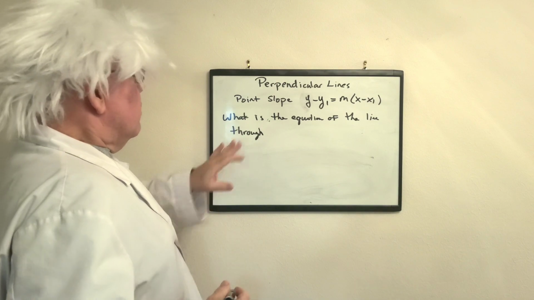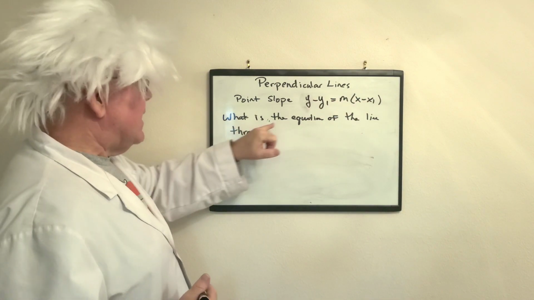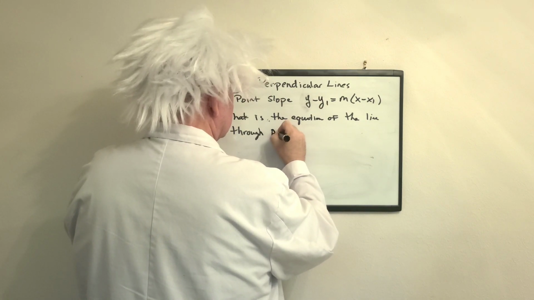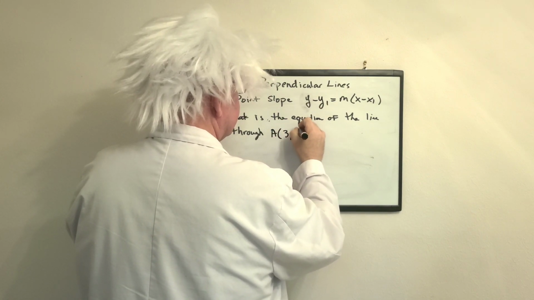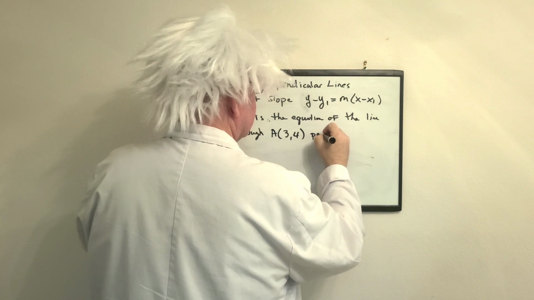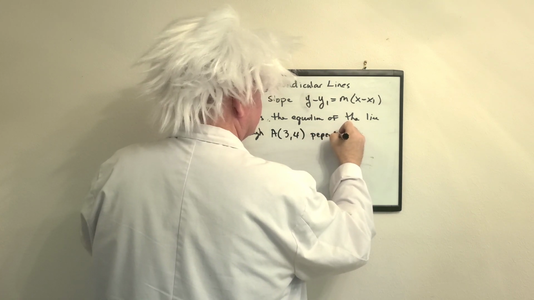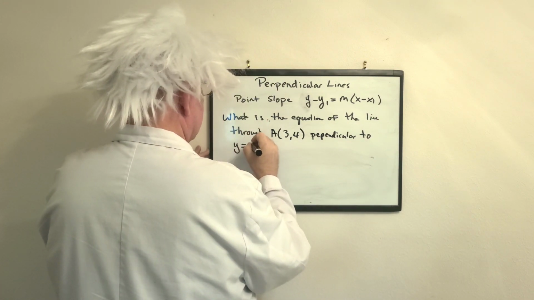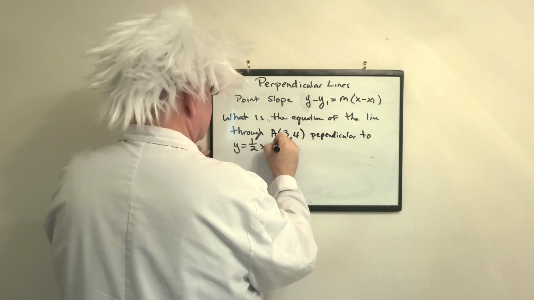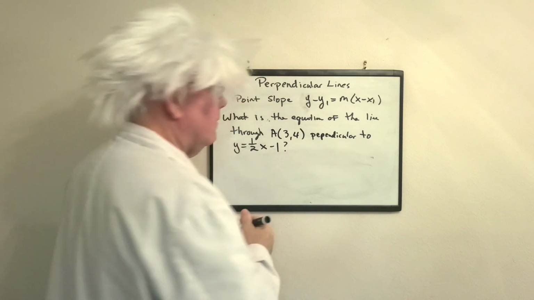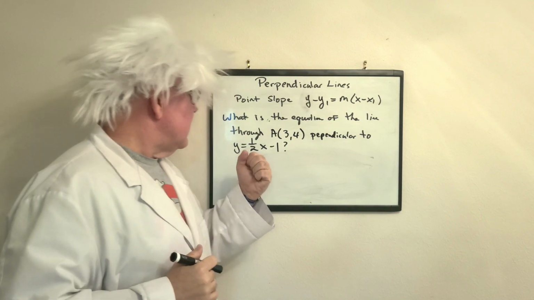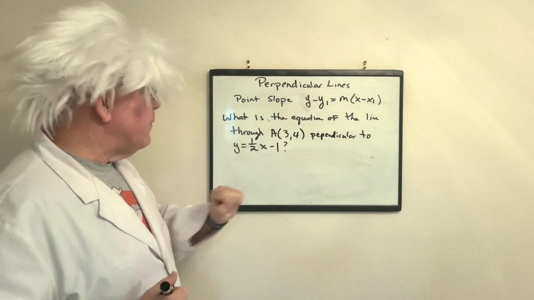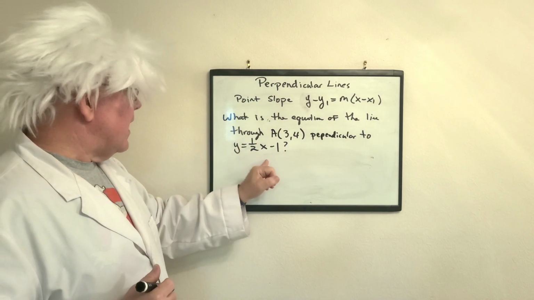So we still have our point slope. And now what is the equation of the line through? Now, hopefully I didn't find one that works. All right, so here it is. It says, what is the equation of the line through 3, 4, perpendicular to y equals 1/2 x minus 1?